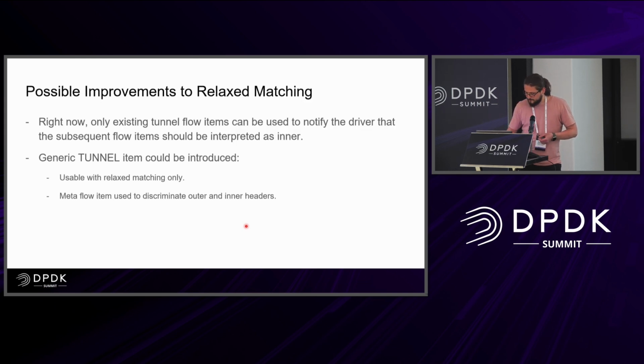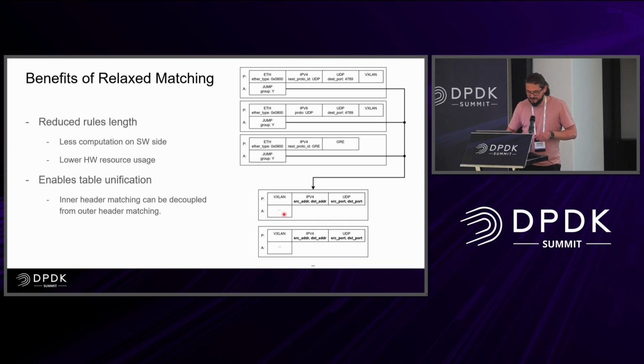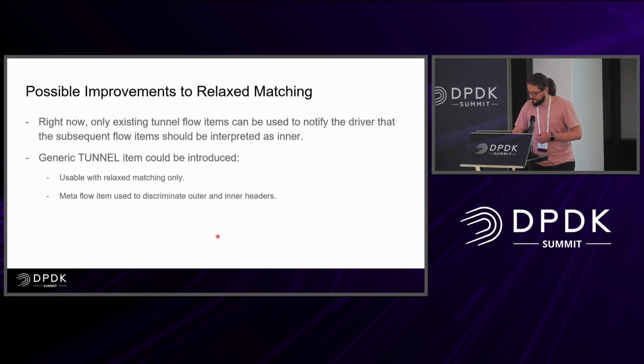Which brings me to one point: as you may have noticed, I used VXLAN as an indicator that the following items will be inner headers. One improvement we can make in this approach is to introduce a generic tunnel item, which would not be used to match all the possible tunnels supported by the hardware, but in relaxed matching would serve as an indicator that the subsequent items will be inner headers. But this is something for possible discussion after the talk.